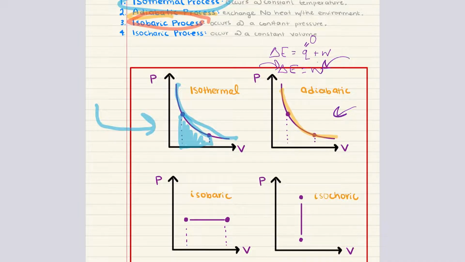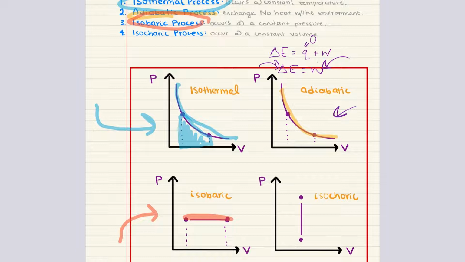In an isobaric process, the pressure remains constant while the volume of the system changes. So on a pressure versus volume graph for an isobaric process, you're going to see that the pressure does not vary even as the volume increases or decreases. And so you see this as a straight line like so. Now, during an isobaric process, any heat that's added to the system results in a change in the internal energy and work done at constant pressure.